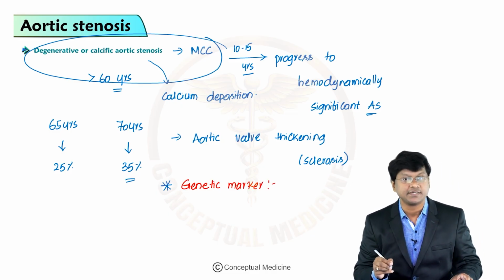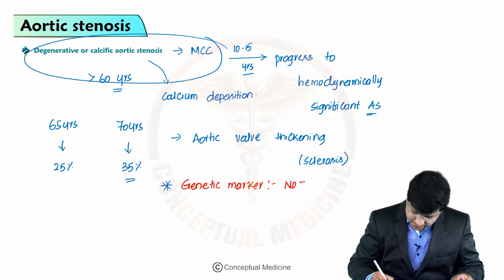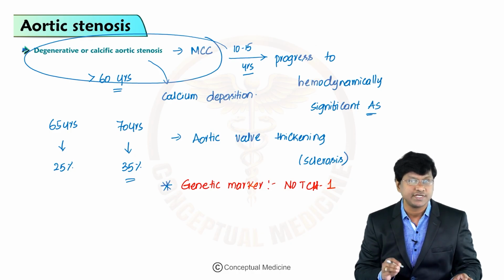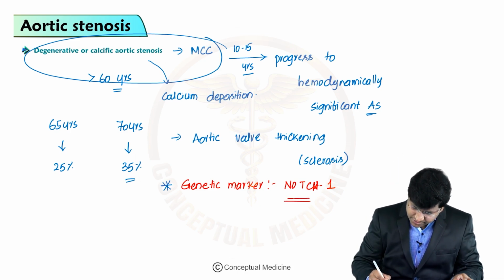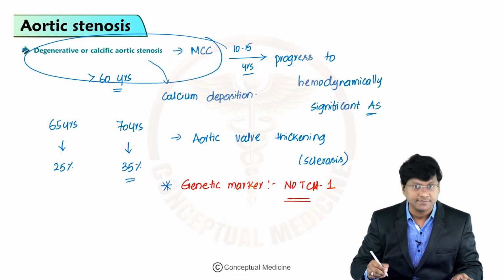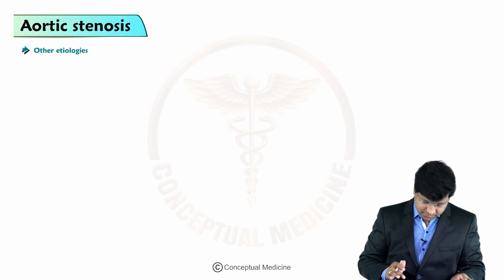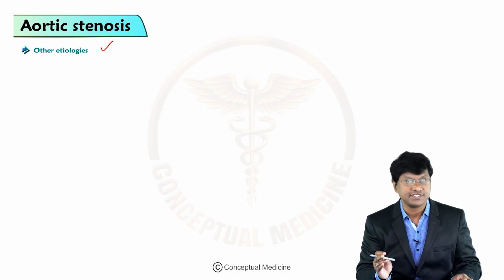This particular genetic marker is most notably NOTCH1. This is a very important question, right? Most notably it is NOTCH1. So certain genetic markers are associated with aortic stenosis, most notably NOTCH1. A genetic component appears a likely contributor at least in some patients. So those individuals who have the NOTCH1 genetic marker have a tendency to develop aortic stenosis.